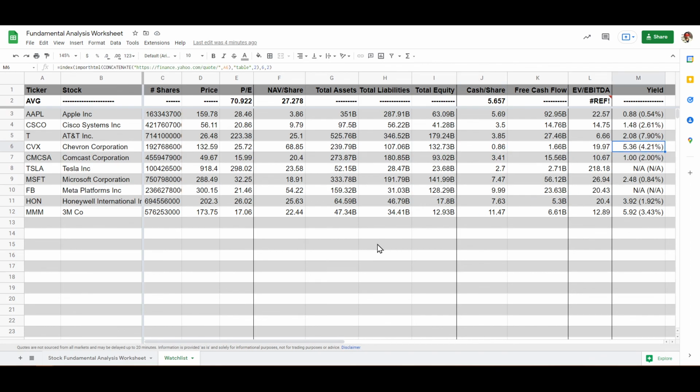So this is just one way that you can use this worksheet to help yourself when it comes to picking out a stock to buy for long-term investment. So hopefully this is helpful for you.